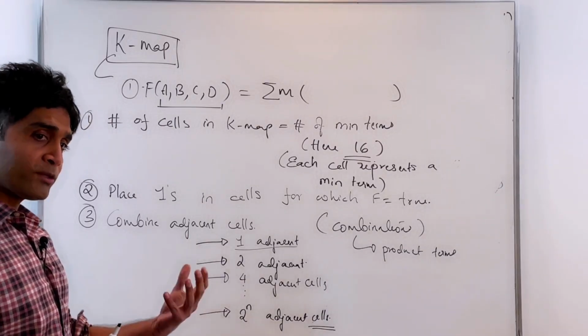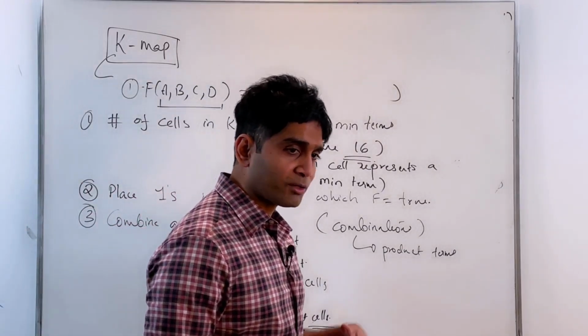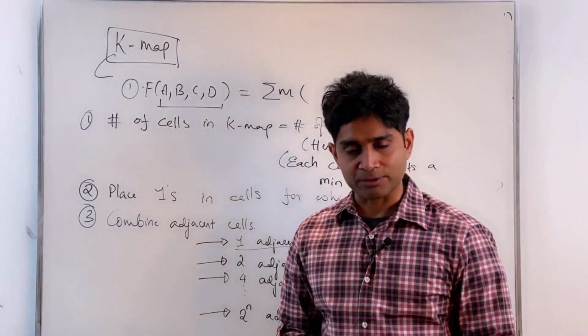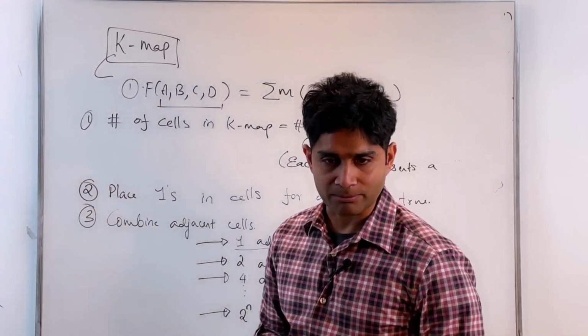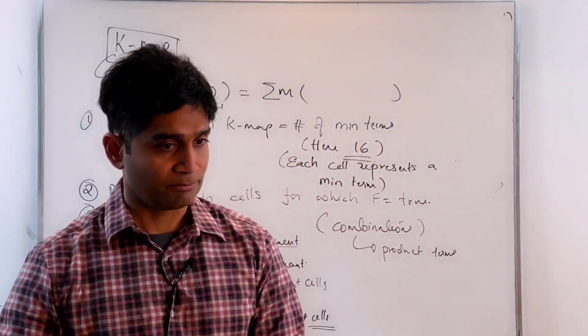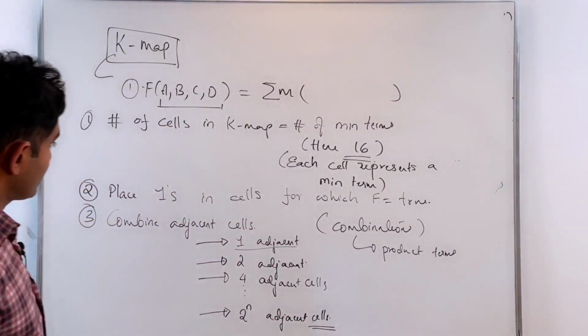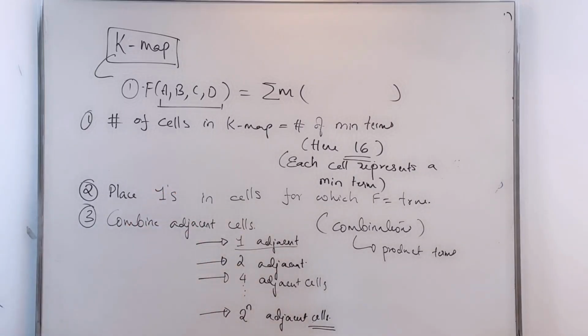Now, if you don't go for the largest possible combination, whatever function you get in the end is not going to be the most simplified function. So that's something that you need to remember. That means it can be simplified further because you have not chosen the largest possible combination. Okay, so that's the idea here.